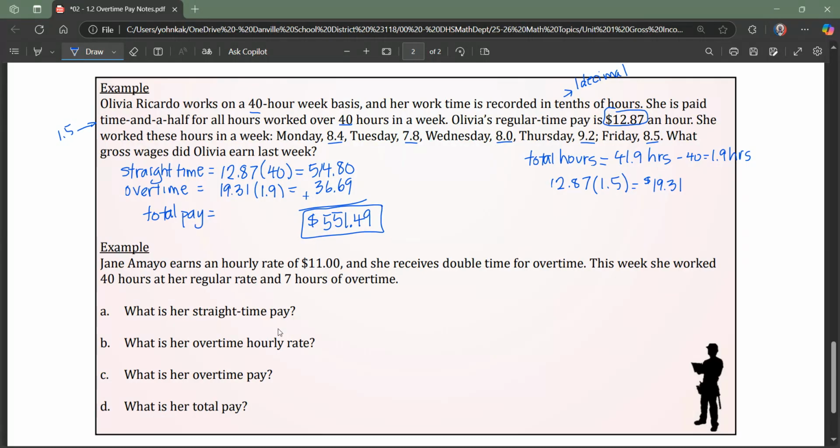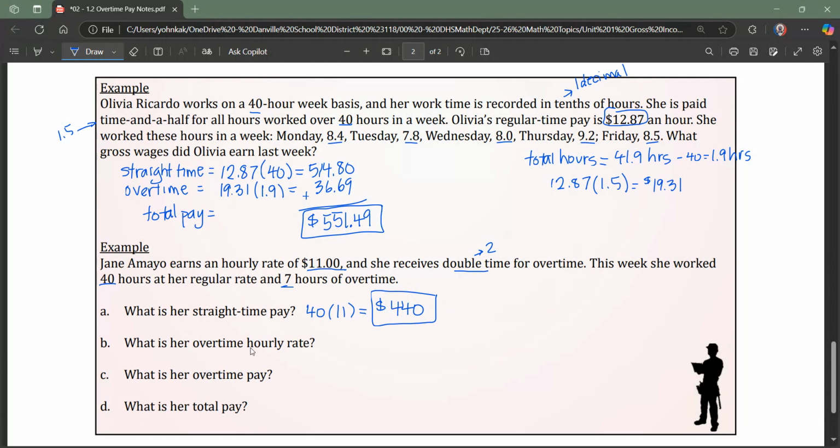All right, last example. Jane Amayo earns an hourly rate of $11 and she receives double time, that's 2, for overtime. This week she worked 40 hours at her regular rate and 7 hours of overtime. What is her straight time pay? Straight time pay is when you take regular hours times regular rate. So 40 regular hours times $11 an hour is $440.